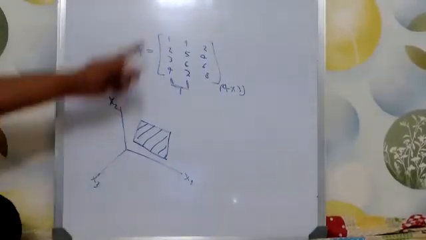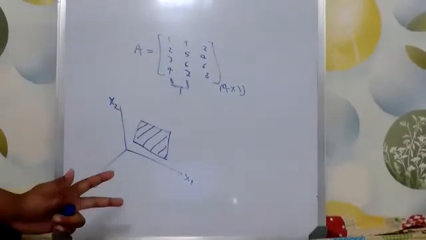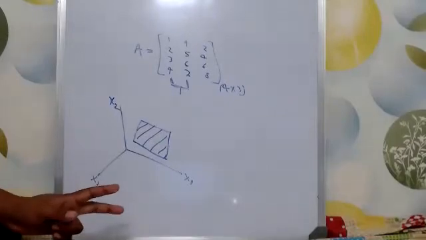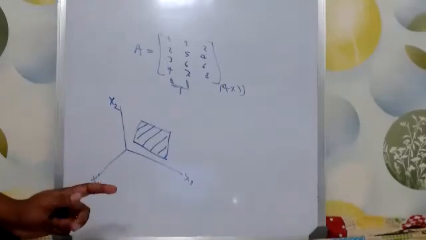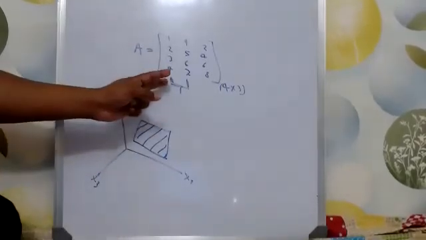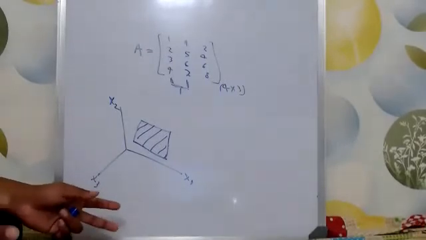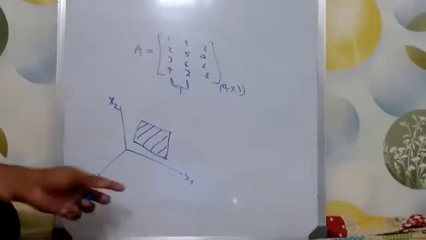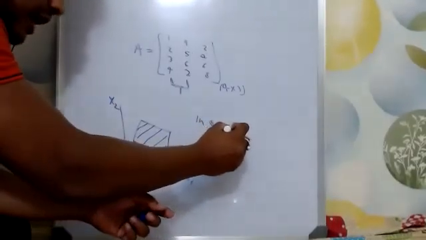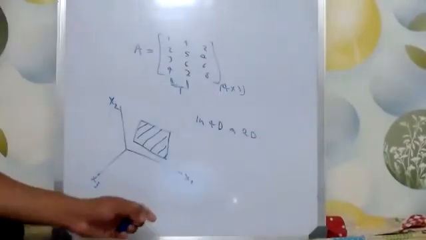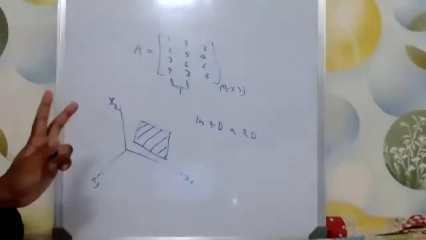What is the dimension of this vector? 4. So what will be the space? The space will be a 4-dimensional space. In that 4-dimensional space, how many vectors do I have? 2. How many independent vectors do I have? 2. So the column space is a 2D in a 4D.